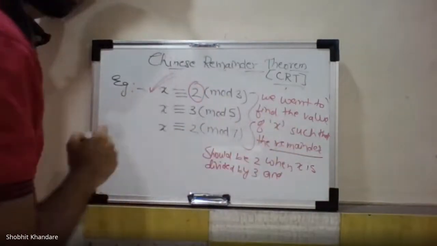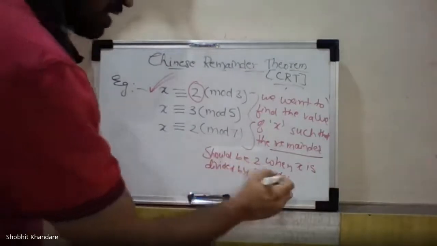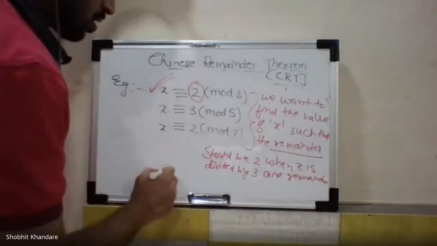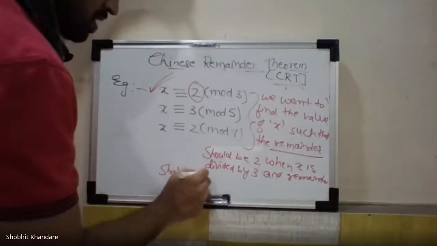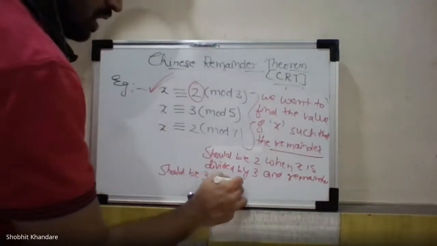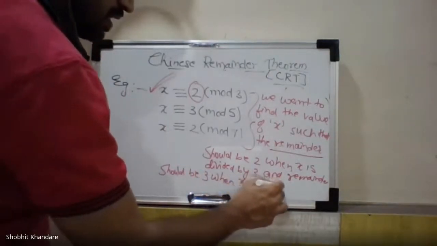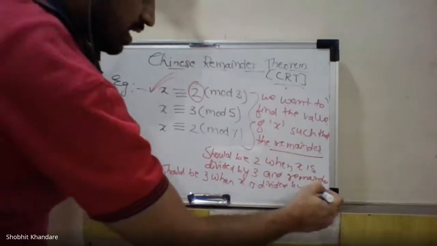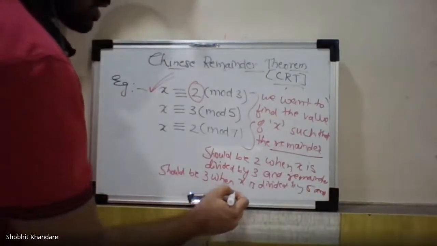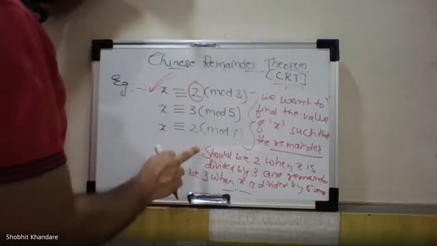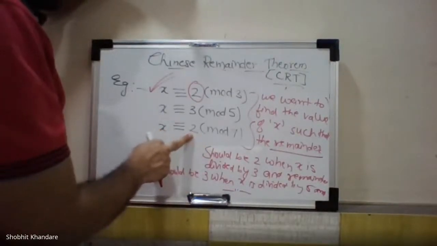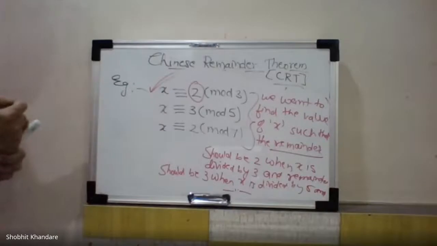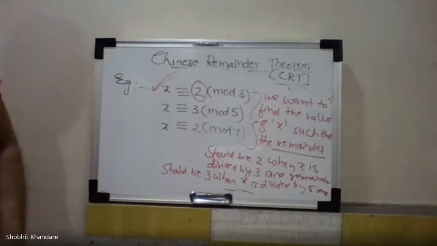I have only said this for the first one, there are 2 more conditions. What are the 2 conditions? And remainder should be 3 when X is divided by 5. And similarly you can write down, and remainder should be 2 when X is divided by 7.